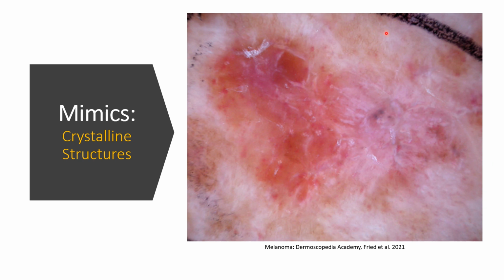And they're in the background of this tan homogeneous pigment and also some of this milky pink areas. This is another melanoma with orthogonal white lines or crystalline structures. You can see these fine crystalline structures arranged almost at 90-degree angles. But again, in a background, this is an atypical pigment network, and there's some milky pink areas.